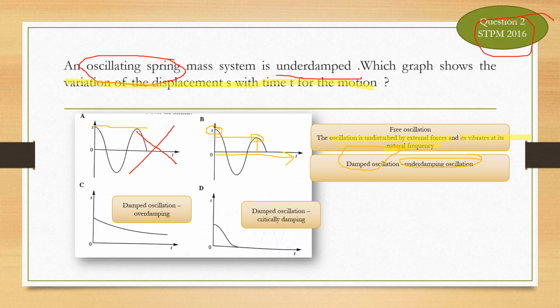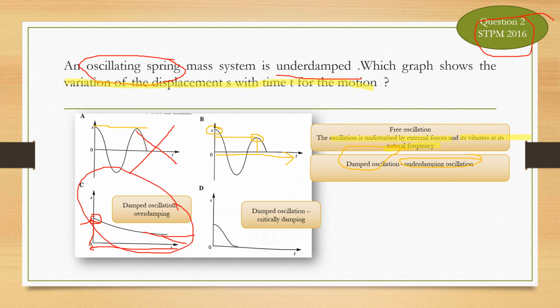Now let's look at C. What's wrong with C? At C, if you realize, this is the amplitude, and then it takes a very long time for the system to come to equilibrium. If it comes to equilibrium, it has to reach here, right? But it takes a very long time, so that means this must be an overdamping.